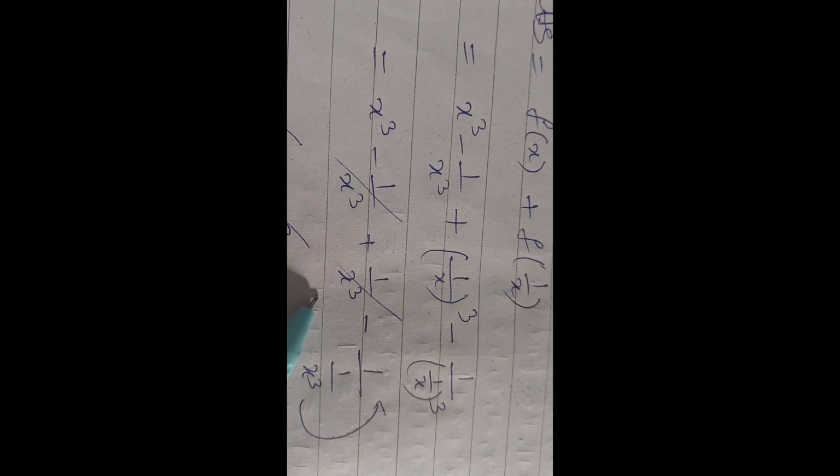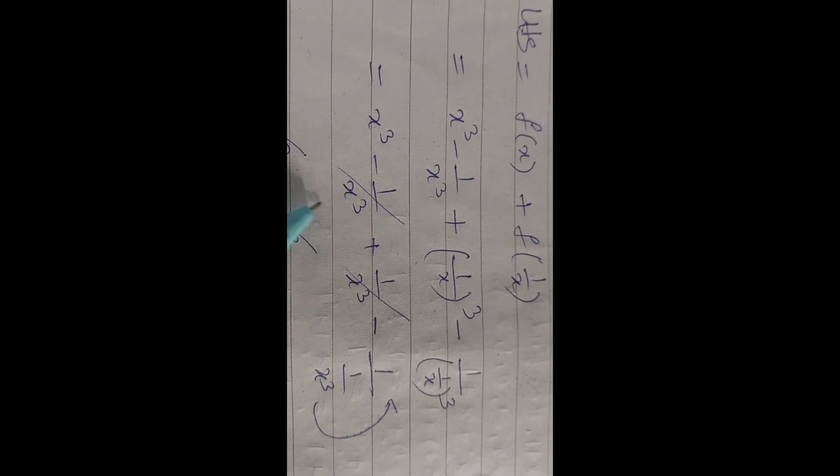F of 1 by x means this becomes (1 by x) cube minus (1 by x) cube. Here 1 by x whole cube means it is only x cube, and here also 1 by x cube, and here minus 1 by x cube plus 1 by x cube gets cancelled, and the denominator of the denominator goes to its numerator. So it becomes x cube and minus x cube. Those also get cancelled, then the answer is 0, hence proved.